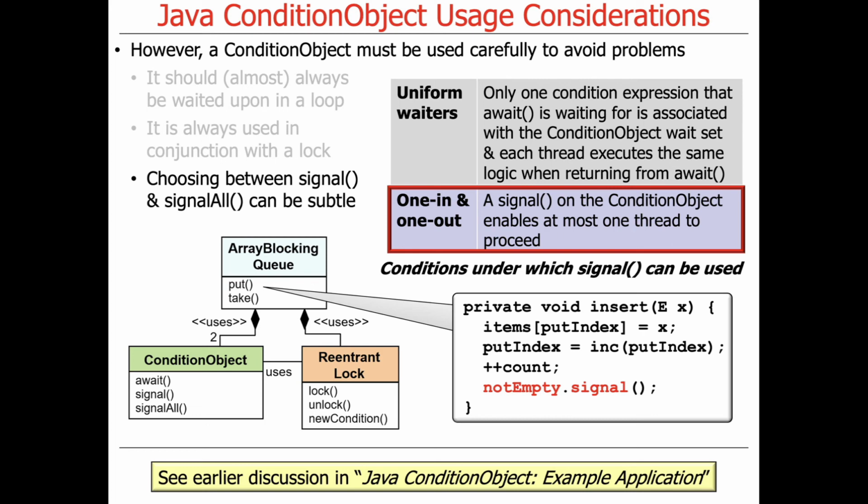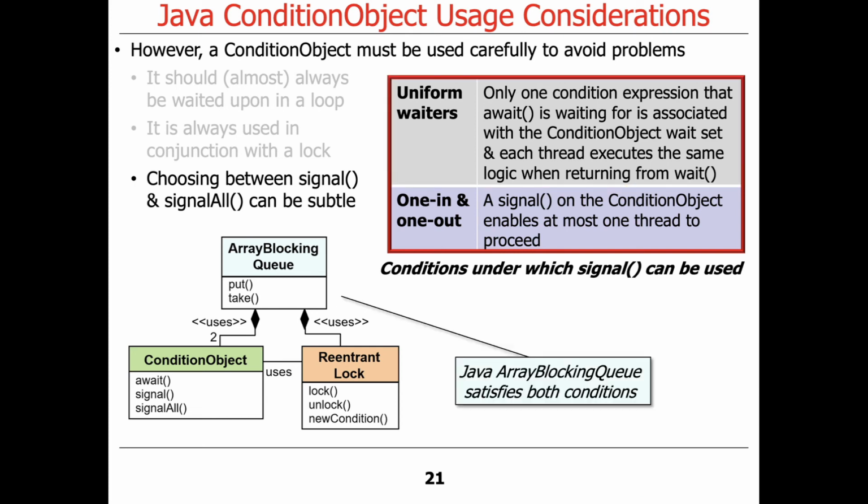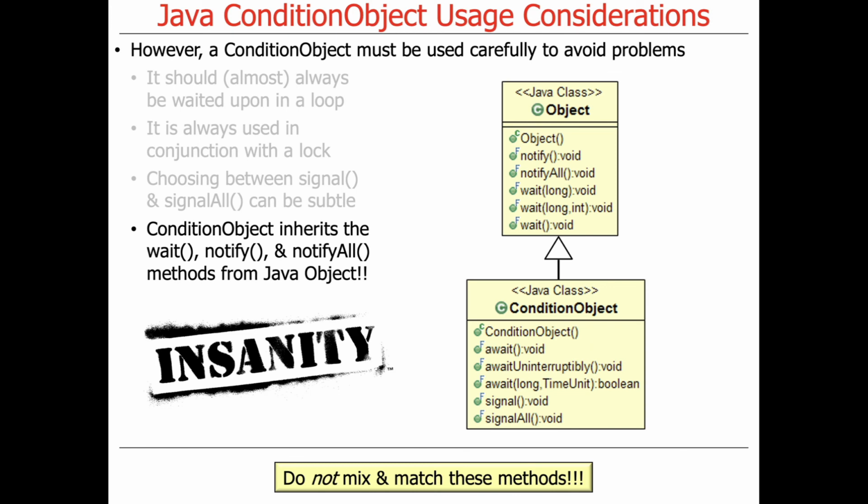We want to say, hey, whoever is waiting, however many threads are waiting, let one of them go ahead, because I just inserted something into the queue. So somebody can wake up and go for it. The array blocking queue in Java satisfies both of these conditions, so it can use signal instead of signal all.